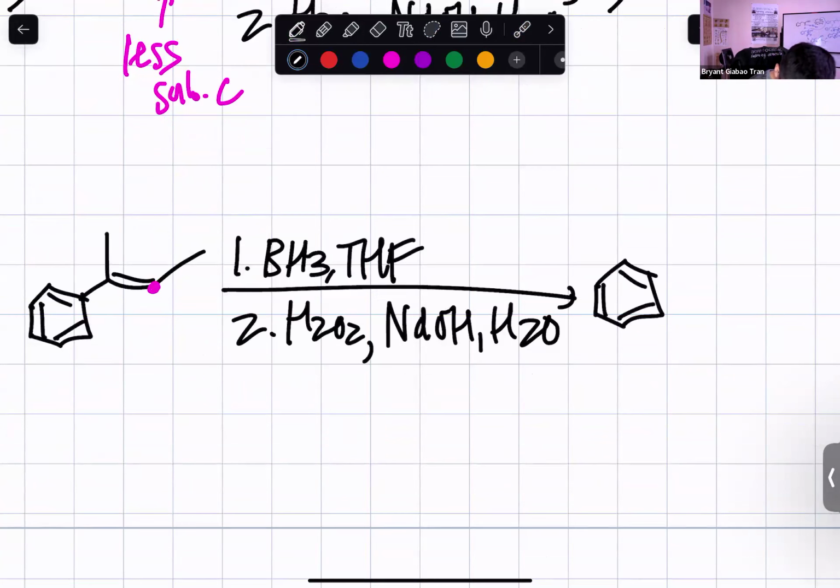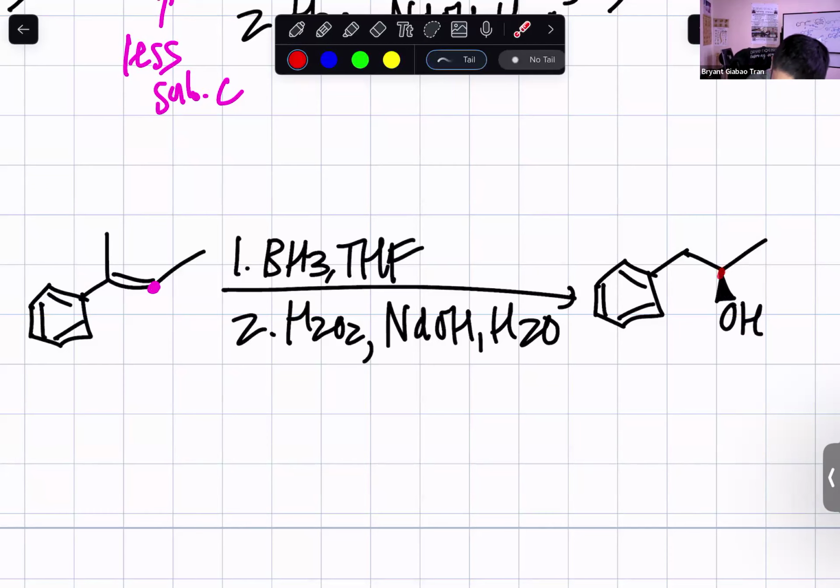right? But this is syn addition, meaning that the alcohol is going to be on the same side as the hydrogen. So because that's a chiral center, I'm going to make the alcohol a wedge. It could have been a dash as well. If this alcohol is a wedge, then the hydrogen on the other side of the alkene, this side here, also has to be a wedge, right? Because this is syn addition, the same side. They attach on the same side.